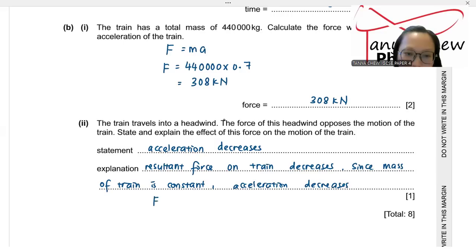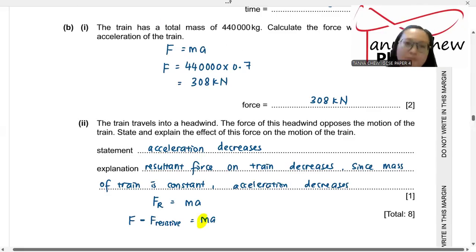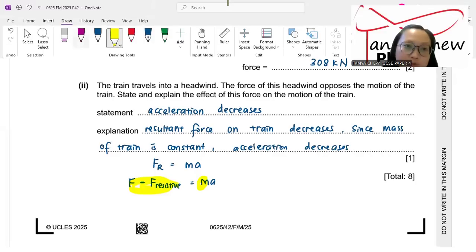So the resultant force is equal to ma. Resultant force is the force on the train minus resistive forces equal to ma. So I will say that the mass of the train is constant. So the whole thing here represents resultant force. Since the mass is constant, resultant force is decreasing, therefore the acceleration is also decreasing. So that's the answer.